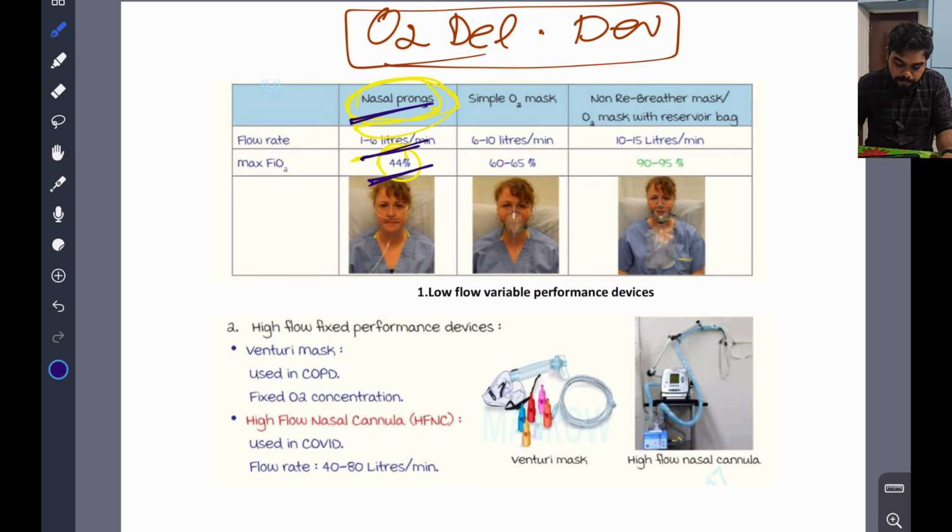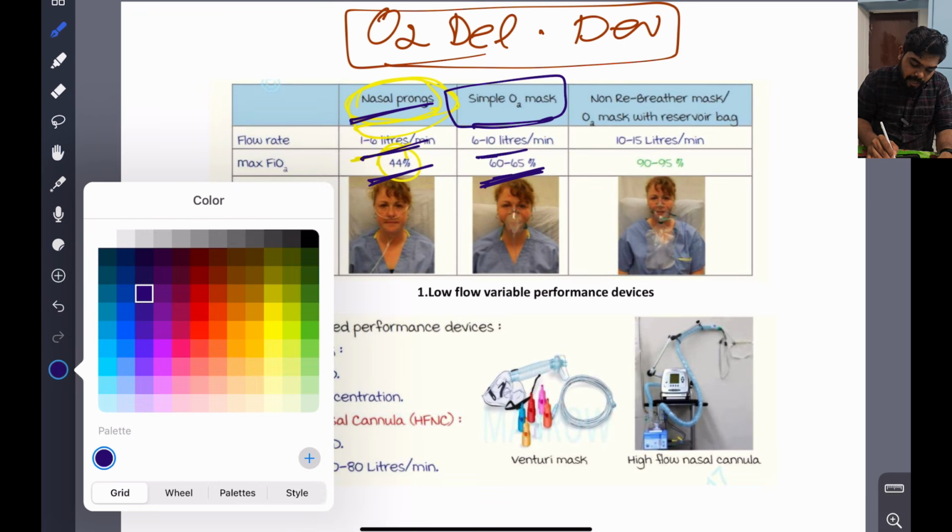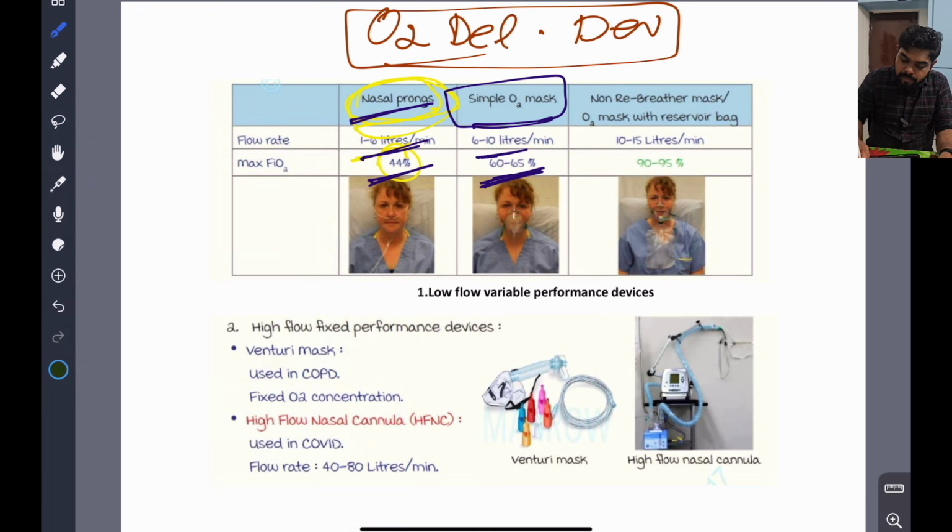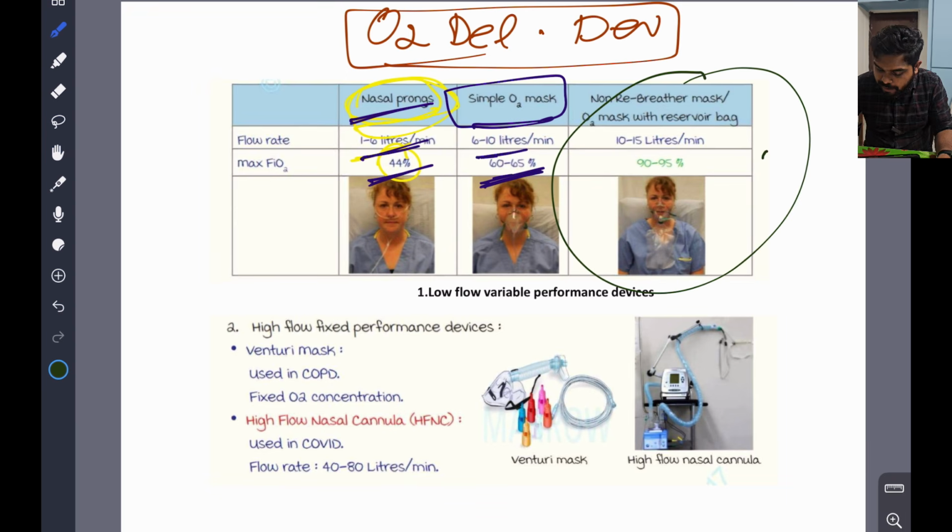Nasal prongs, the simple one you kept in the house urgency definitely. And you can see the simple oxygen mask, which will deliver 6 to 10 liters per minute with an FiO2 of 60 to 65%. And the most important and highly predictable question is the NRBM mask, the non-rebreather mask, an oxygen mask with a reservoir bag. You can see a reservoir bag here. It will provide 10 to 15 liters per minute with an FiO2 of 90 to 95%.